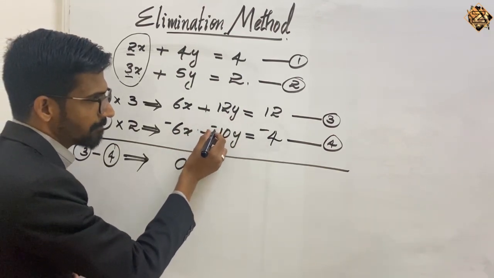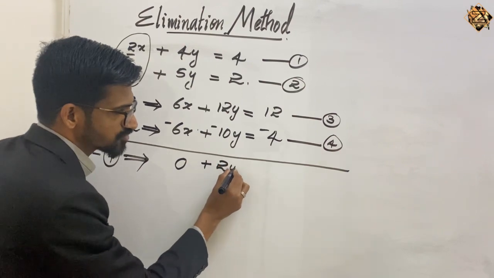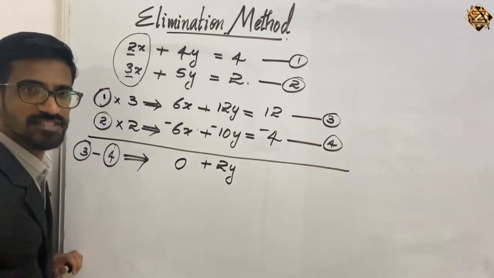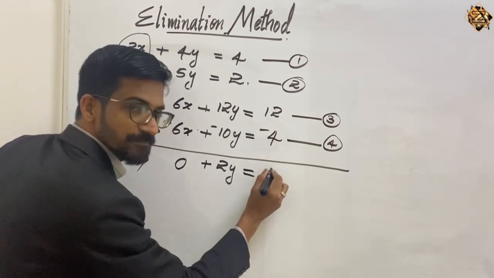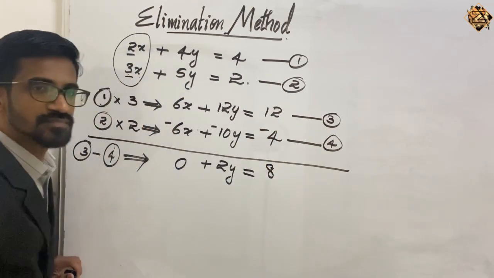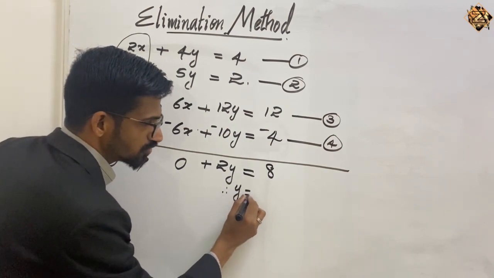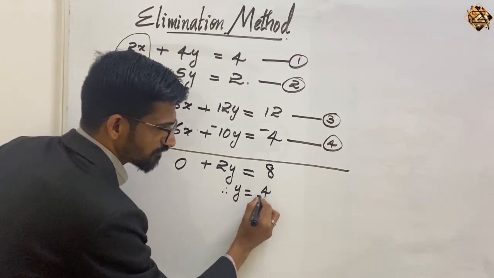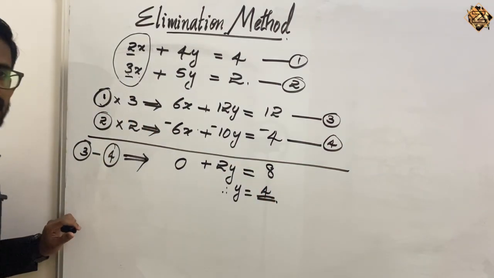Now 12y minus 10y, that is what? Positive 2y, isn't it? 12y minus 10y, that is positive 2y, equal to 12 minus 4, that is 8. 2y equal to 8, therefore y equal to 8 by 2, that is 4. Now we got the value of y, that is 4.